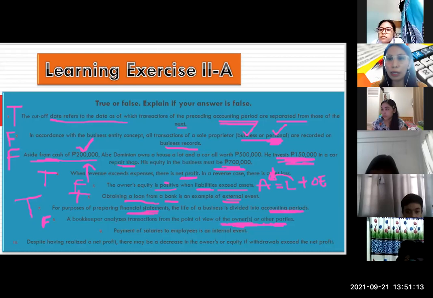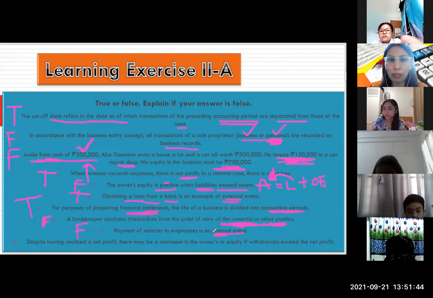Next, number 9. Yes, Mr. Christian. Payment of salaries to employees is an internal event. True or false? False. If the business lang is only there, no other parties involved, internal yon. Ayan, yung payment sa salaries is an external event.